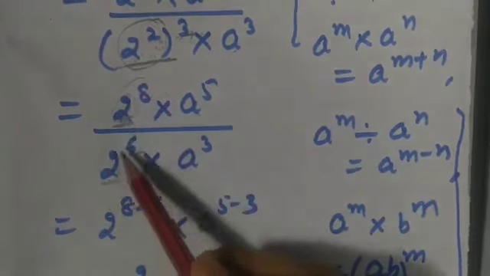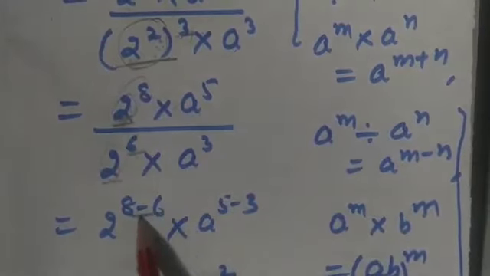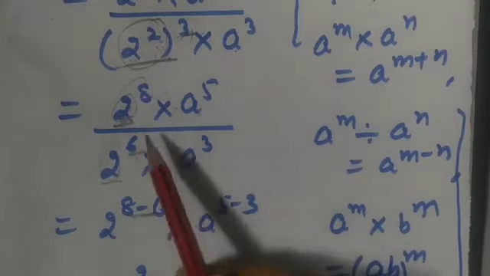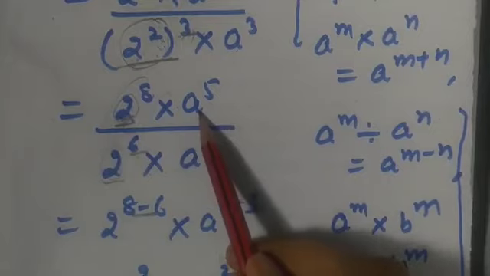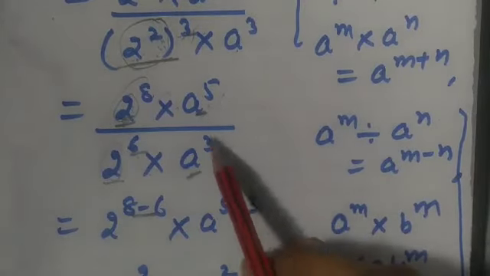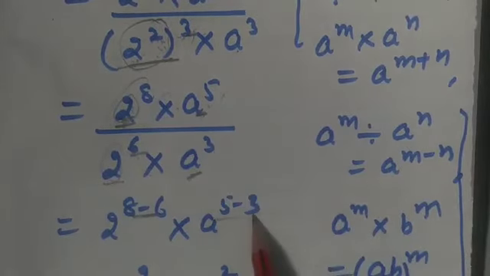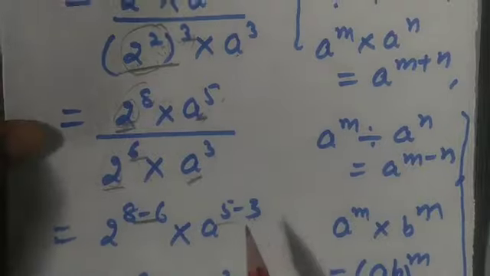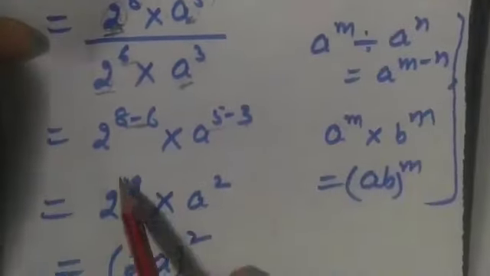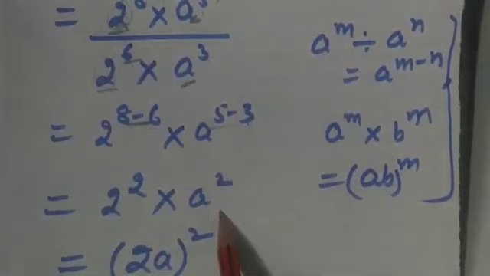As the bases are same and we are dividing them, so the powers get subtracted. Okay, it will be 2 raised to the power 8 minus 6. Here also bases are same, powers get subtracted. So it will be 5 minus 3. So it will be 2 raised to the power 2 into a raised to the power 2.